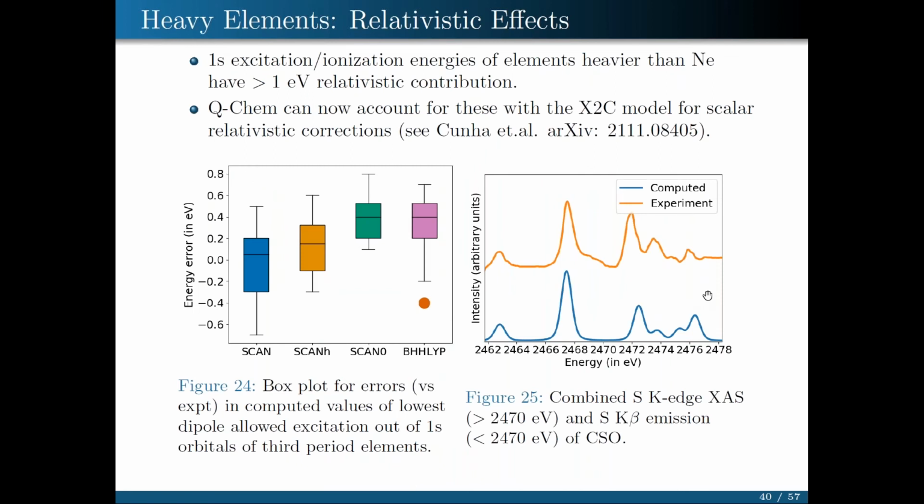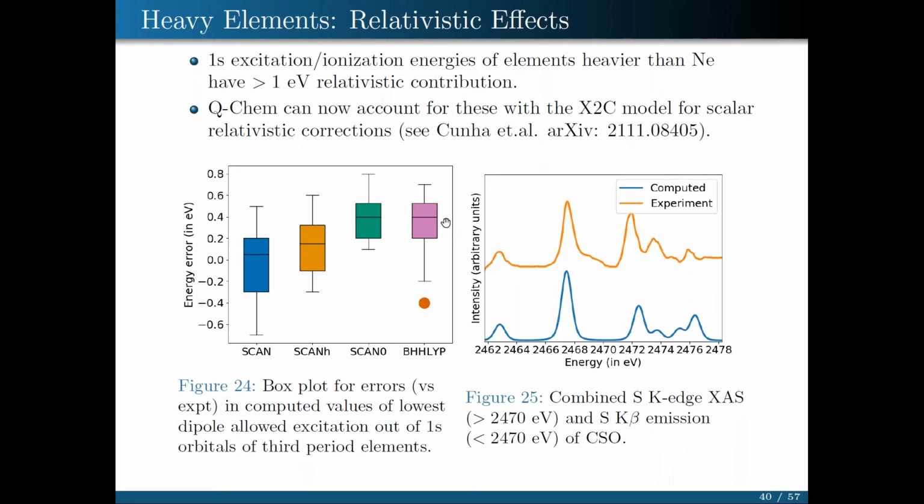So far, I'd only talked of light elements like carbon, oxygen, nitrogen, and such. We have recently been able to look at heavier elements as well. The reason why we didn't do that before was that 1s excitation or ionization energies for anything heavier than neon have a greater than 1 volt relativistic contribution. However, we have been able to implement the X2C model for scalar relativistic corrections into QChem, thanks to my amazing coworkers Leo Cunha, Richard Kang and Yuji Bao. Please check out our preprint here if you're interested in the details.